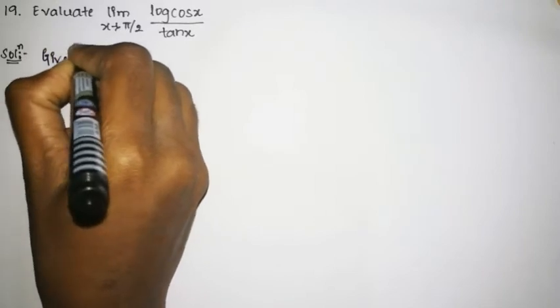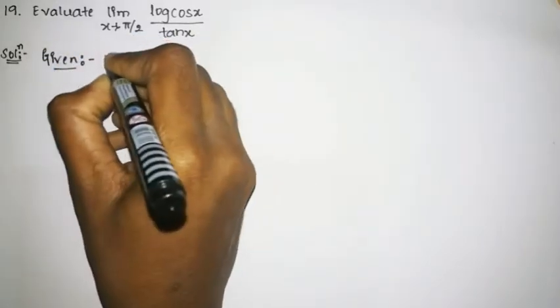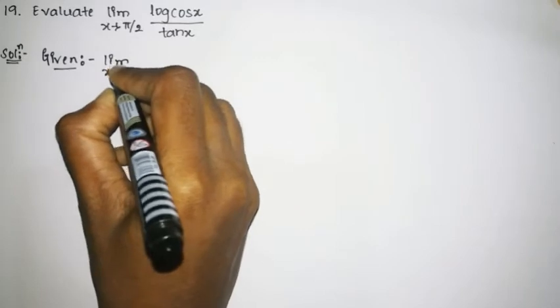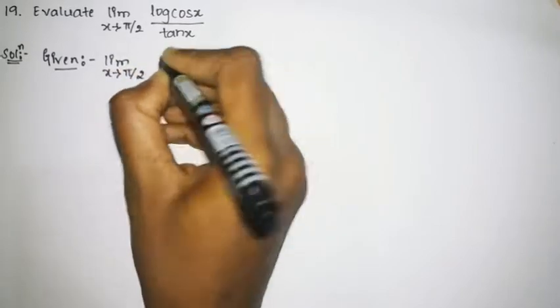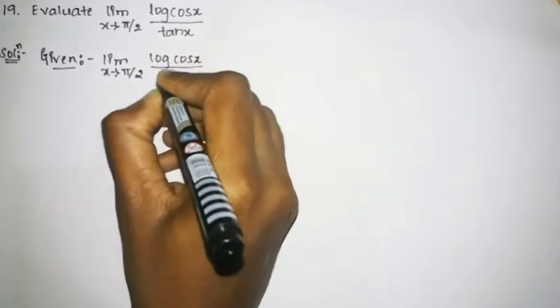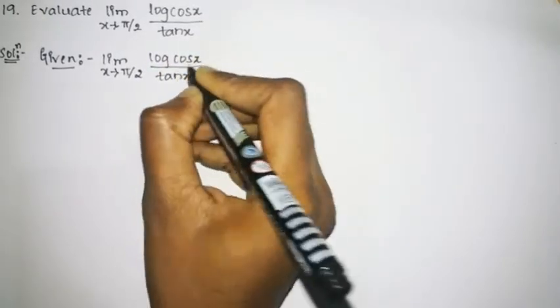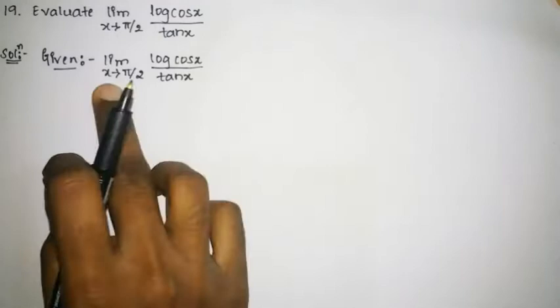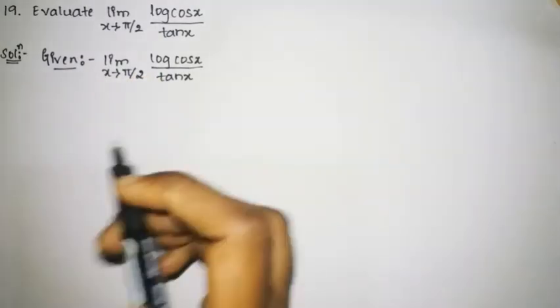So given, limit as x tends to pi by 2 of log of cos x whole divided by tan x. So our first step is to check by substituting x tends to pi by 2.